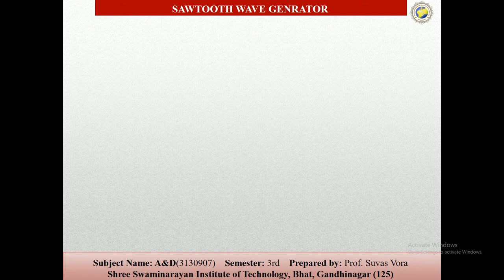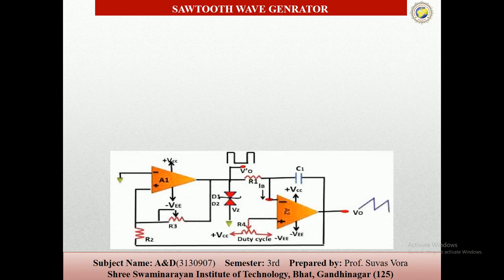Now the next topic is the sawtooth wave generator. This one also gets the triangular wave. Unlike the triangular wave, the sawtooth wave has unequal rise and fall times, that is, it falls negatively many times faster than it rises positively, or vice versa. So you can see the figures. The sawtooth wave generator can be implemented by simply modifying the triangular wave generator.